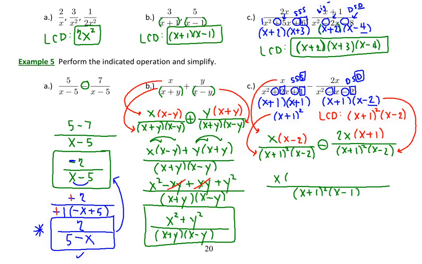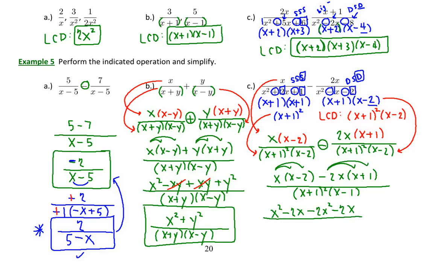So we're going to have x times x minus 2 minus 2x times x plus 1. Now remember, at this point, we do not want to multiply out the denominator. Leave that in factored form. We're going to do all of the manipulation in the numerator. So let's start by distributing the x. That's going to give us x squared minus 2x. And be careful here, we're not just distributing 2x, we're distributing negative 2x. So that's going to give us negative 2x squared minus 2x. And I'm just going to copy down the common denominator.